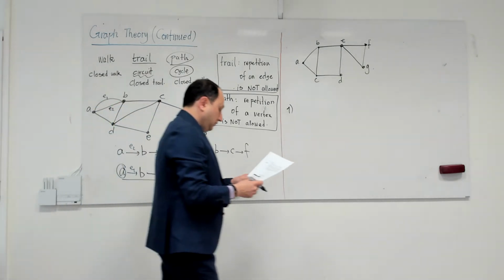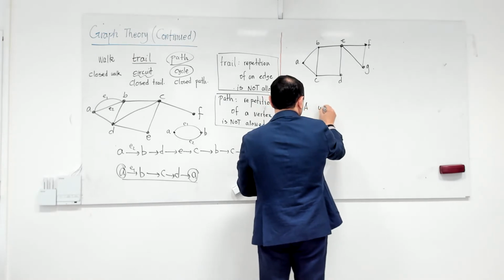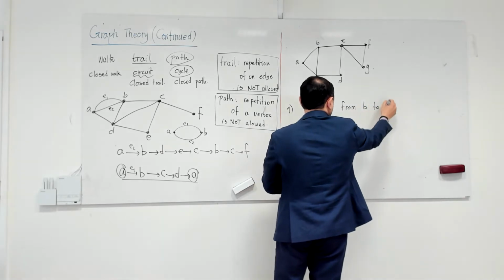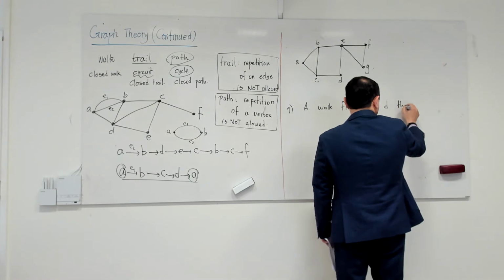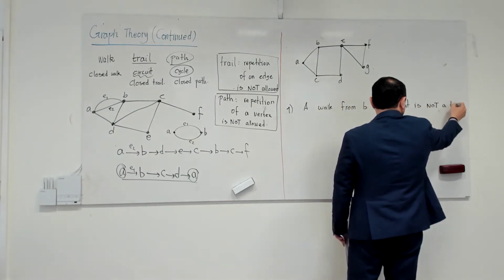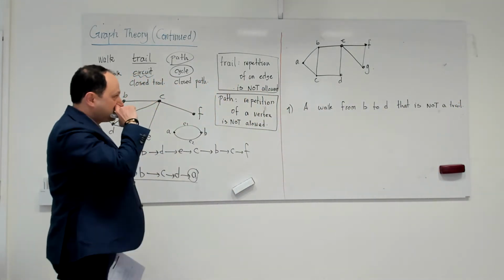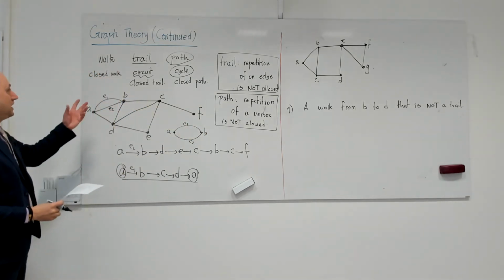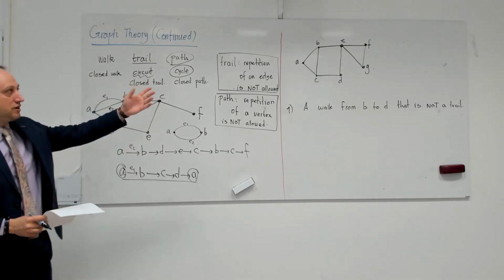Part 1, give me a walk from B to D. A walk from B to D that is not a trail. So you just give it to me and I will write the answer here. I just want to practice to remember these words because the words are very close together. Sometimes we get confused. So this is your simple graph. It's the graph I gave to you.